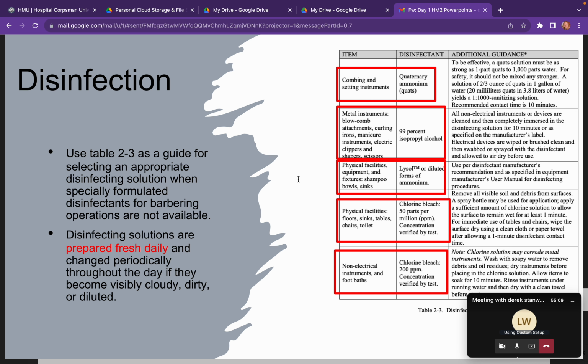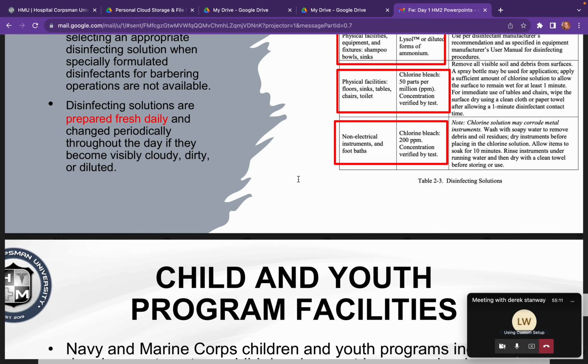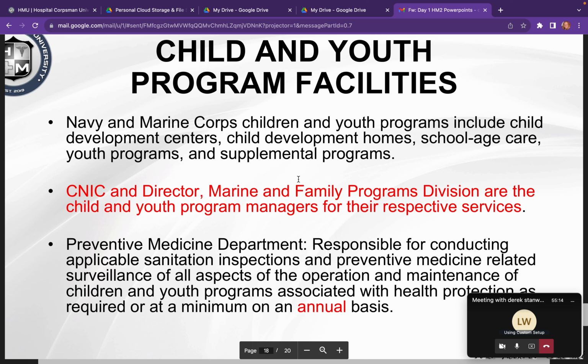Child and Youth Program facilities. Chief Commander Naval Installations Command and the Director of Marine Family Programs Division are responsible for the prospective services. So CNIC owns the CYP. CNIC owns the actual Child and Youth Program facilities.